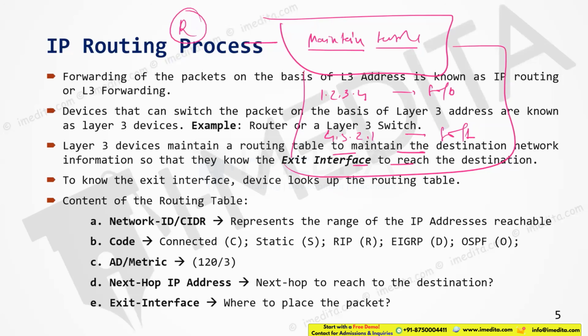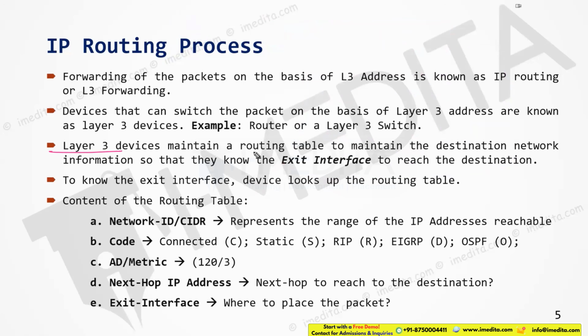A routing table is something that these devices maintain. These L3 devices, such as routers and L3 switches, are going to maintain a table. That table is referred to as the routing table. In that table, they keep this information: if I have to go to this destination, then I must forward the packet out of that particular interface. This table is called the routing table.